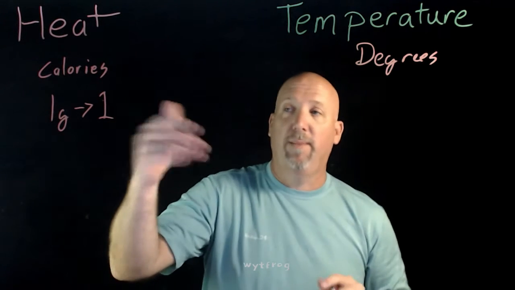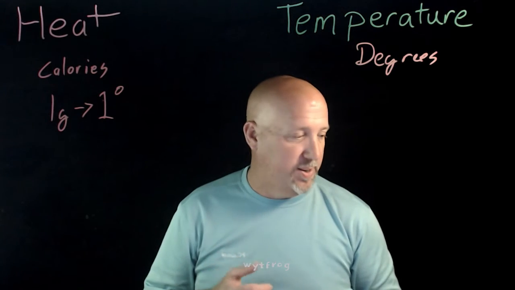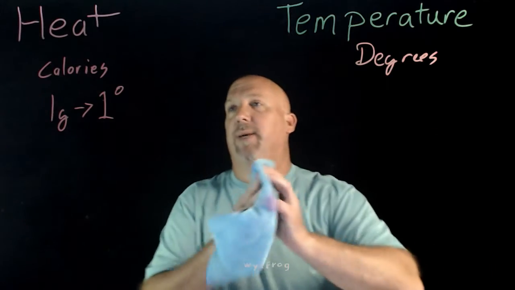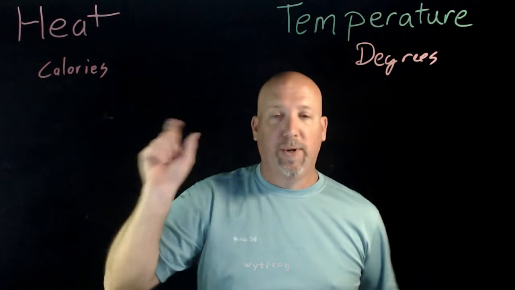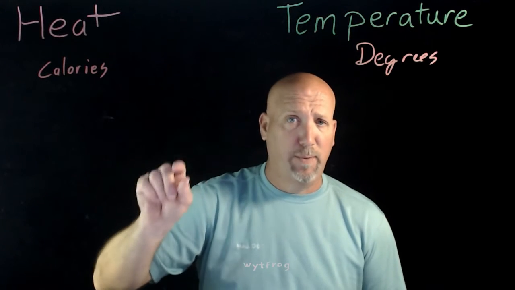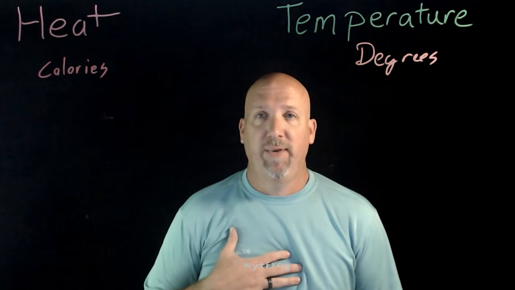So 1 gram of water, 1 degree Celsius. Let's just put a degree sign there, even though it's not really necessary for Celsius. We just use the capital C and we'll be good. For calories, 1 gram of water, 1 degree. 1 gram of water is not a large amount of water, but to increase that 1 degree, it takes a calorie of energy.